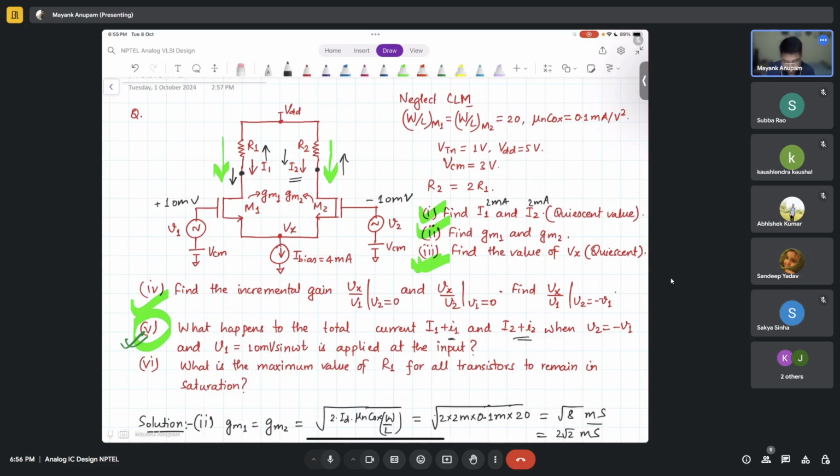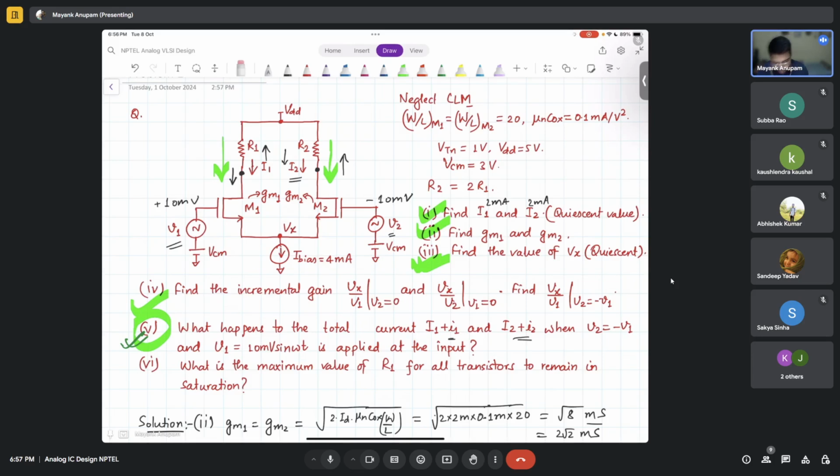So basically, what I wanted you to learn was how the current behaves when you apply a differential voltage at the input. So the current also is differential. When the voltage is differential at the input, the current is also differential. Please note that the current here and here will be exactly opposite to each other.